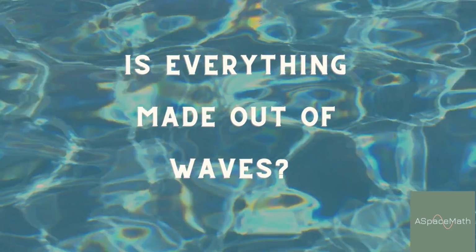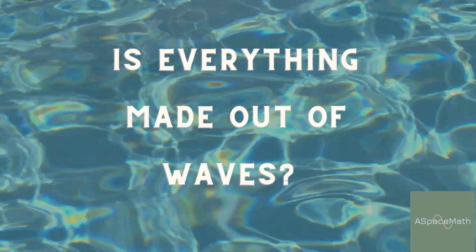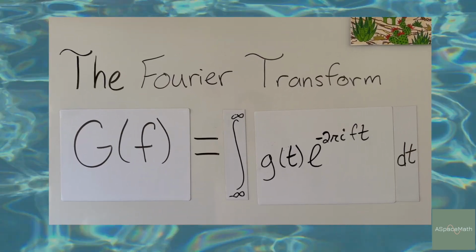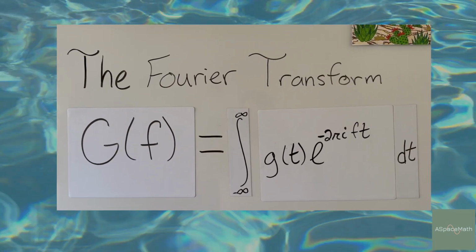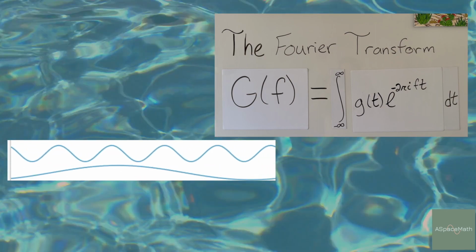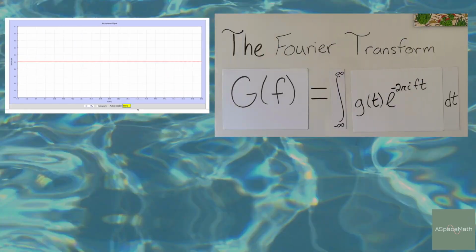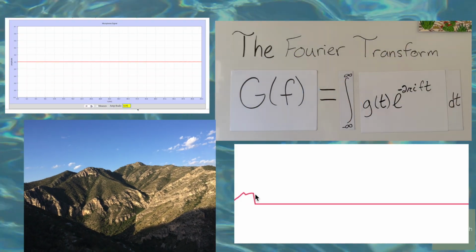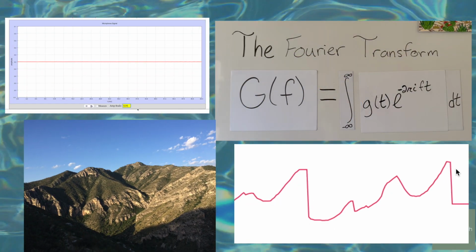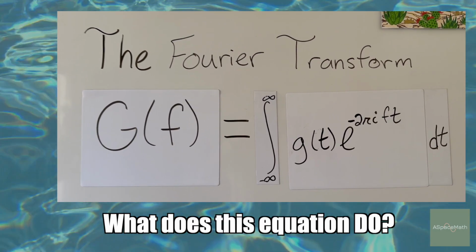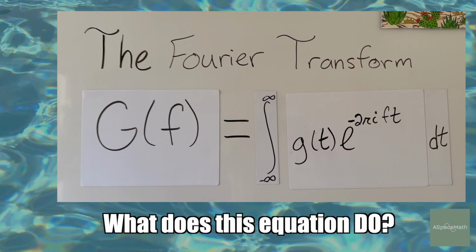Is everything made out of waves? Today, we explore the Fourier Transform. This beautiful equation is a tool that lets us use very simple periodic functions to recreate any sound, image, and pretty much any function you can think of. In this video, we explore the conceptual side, the what it does of the transform.